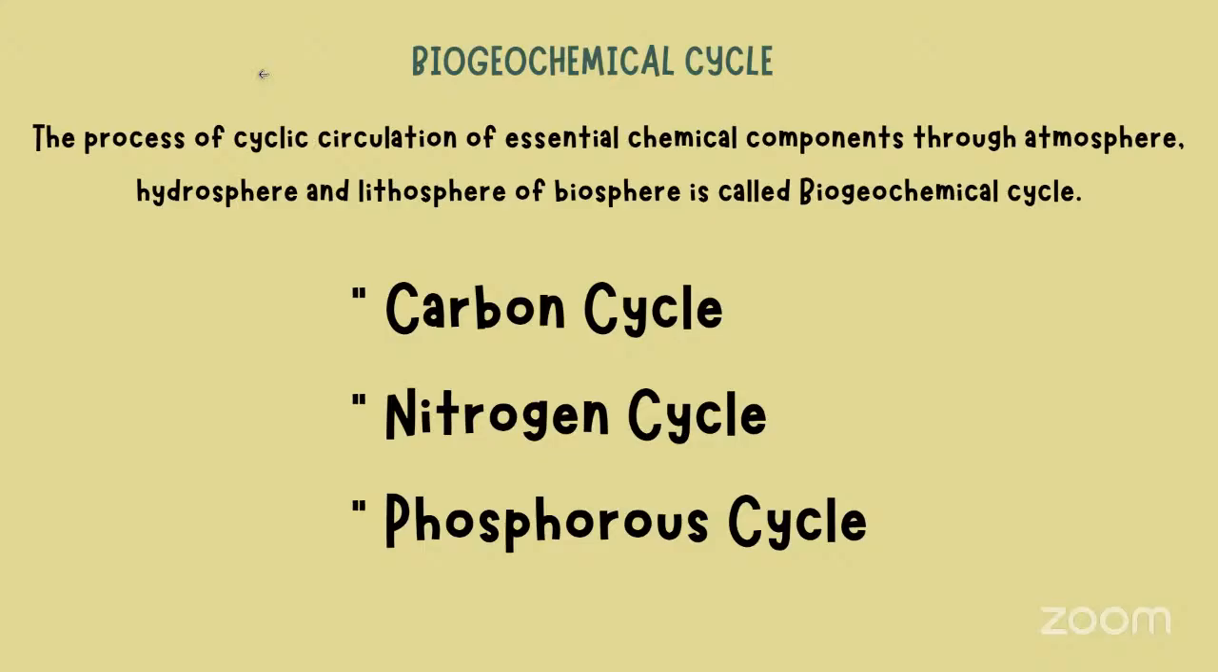Now, the process of cyclic circulation of essential chemical components through the atmosphere, hydrosphere, lithosphere and biosphere is called the biogeochemical cycle. This is the definition given in the book. The components on the earth have to be recycled, like how the water cycle occurs and how we recycle water. Just like that, there is the carbon cycle, the nitrogen cycle, and even a phosphorus cycle. We will not be learning about phosphorus cycles. We will only be learning about carbon and nitrogen because that's what's given in the textbook.